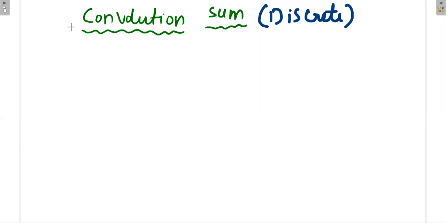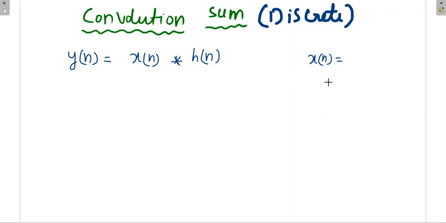So we know that y of n in general is equal to x of n convolution with h of n, where x of n is a signal, like an input signal. H of n is the system nature, that is also a signal, which can also be represented in terms of some mathematical function. It need not be a signal, it's like some mathematical function.